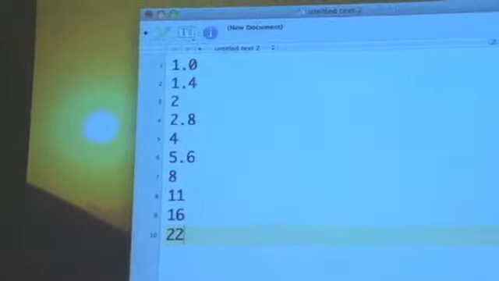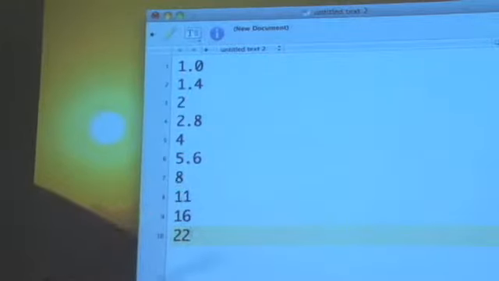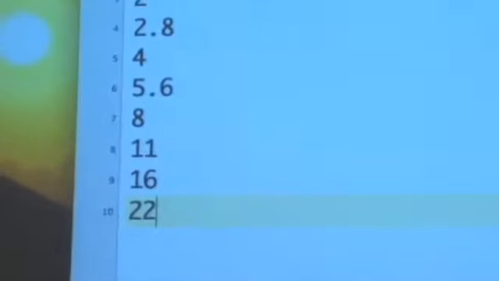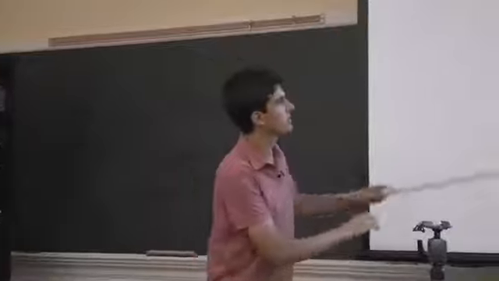So each of these numbers represents a one-stop difference in the F number. That means that if I've gone from an F number of 22 to an F number of 16, then I've actually doubled the area, so I'm letting in twice as many photons. So this is a change of one stop between each of these numbers.